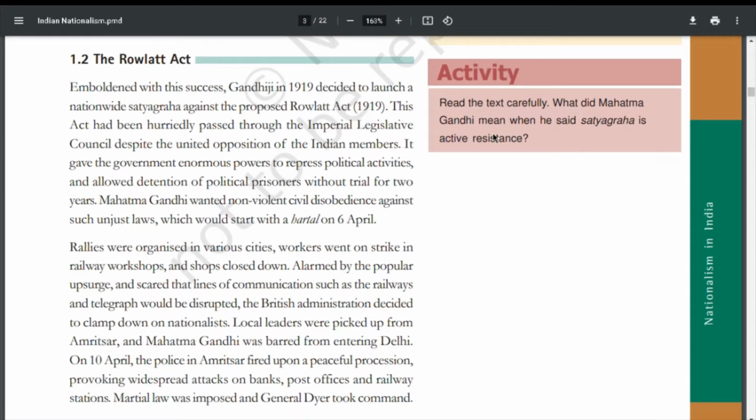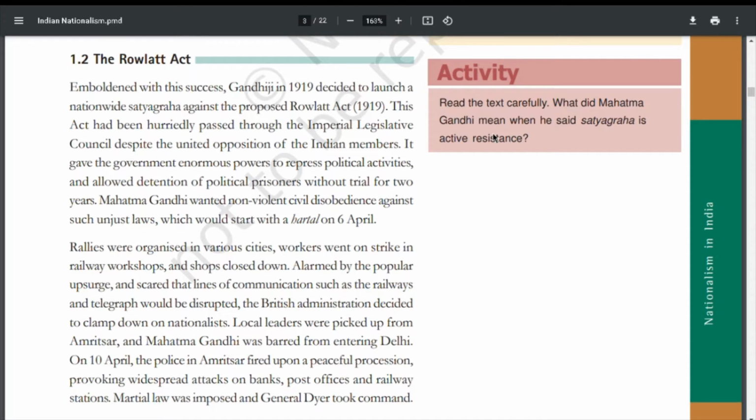6th April. Rallies were organized in various cities. Workers went on strike in railway workshops and shops closed down. Alarmed by the popular upsurge and scared that lines of communication such as railway and telegraph would be disrupted, the British administration decided to clamp down on nationalists. Local leaders were picked up from Amritsar and Mahatma Gandhi was barred from entering Delhi.